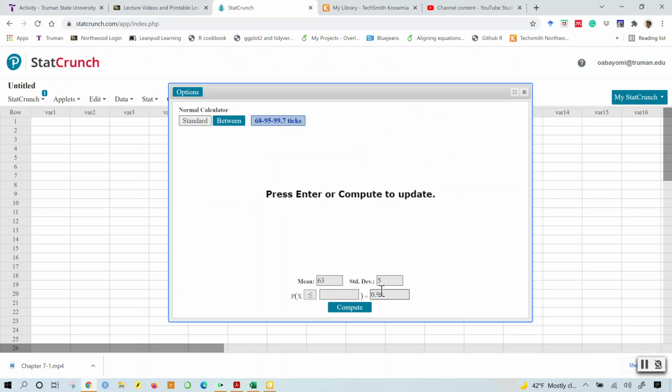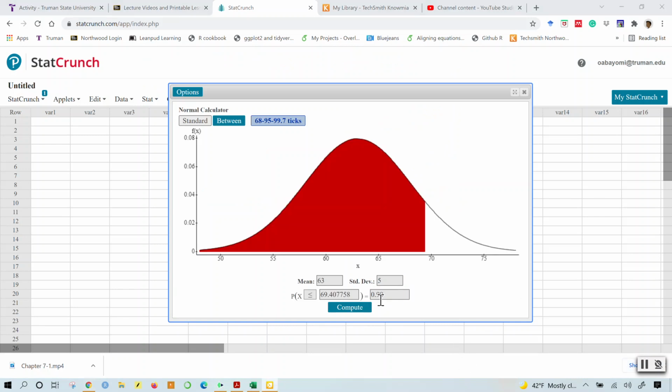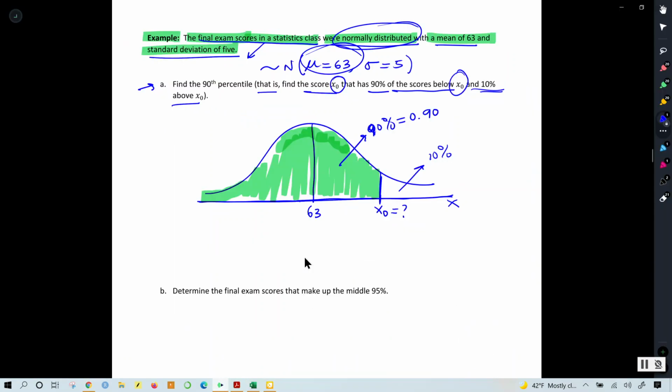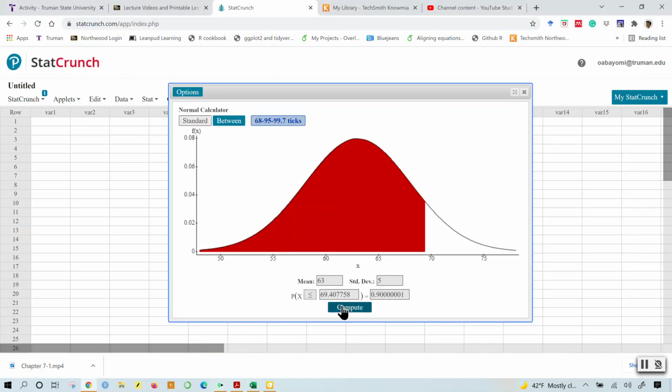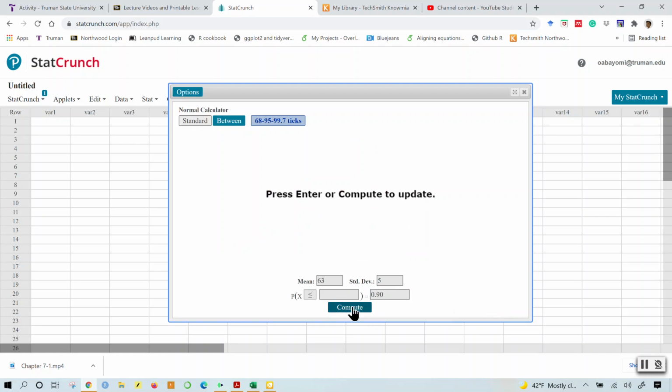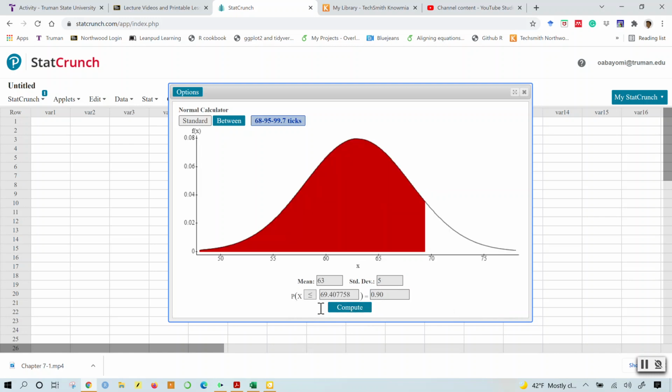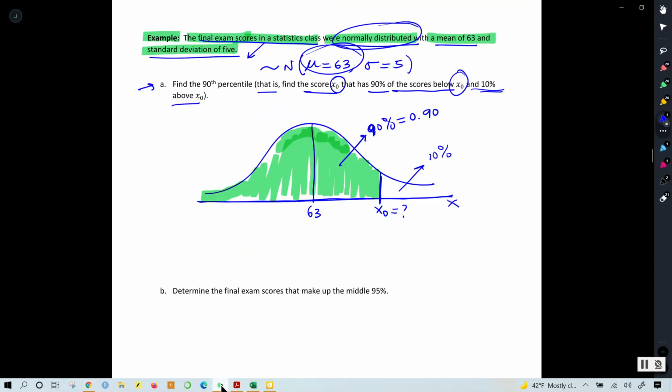So I have my 0.90 here, and make sure that this is less than or equal to y, because it's the area to the left, and I have the required probability here. Oh, that altered. That is not good. 0.90. Good. Compute. Good. So you have 69.41. And right here, the number here is 69.41.